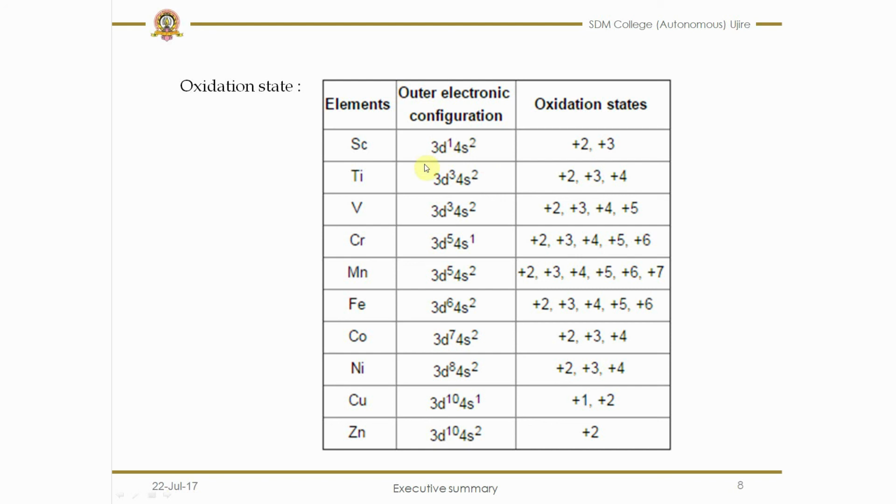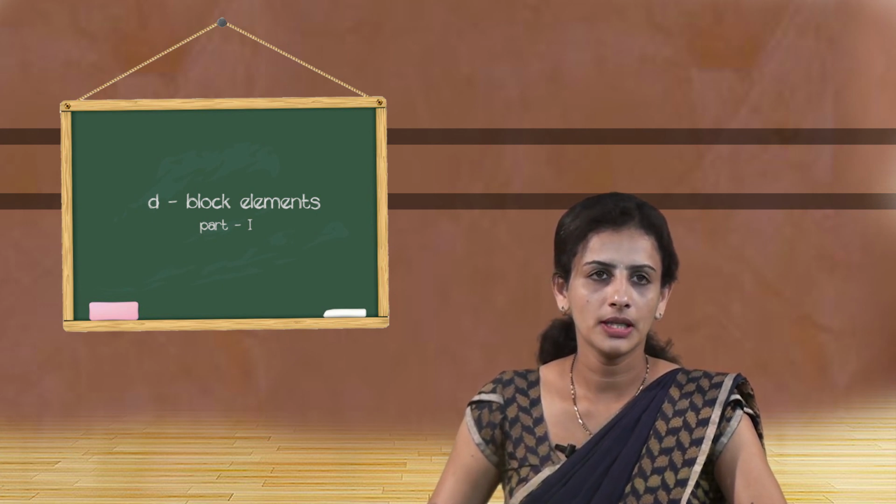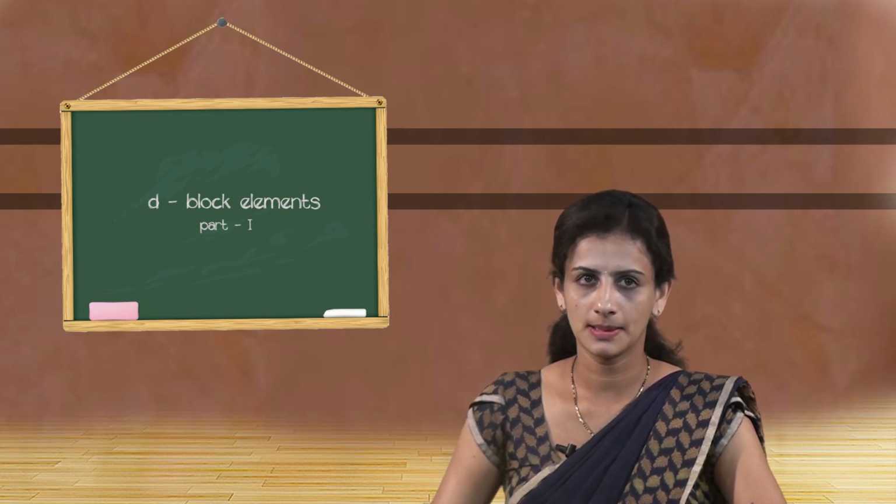and the 3d orbital. But from Fe to Zn, the minimum oxidation state remains the same, that is the number of electrons present in the 4s orbital, but the maximum oxidation state is found to differ. That is, here for iron the total number of electrons is 8, but the maximum oxidation state is +6.